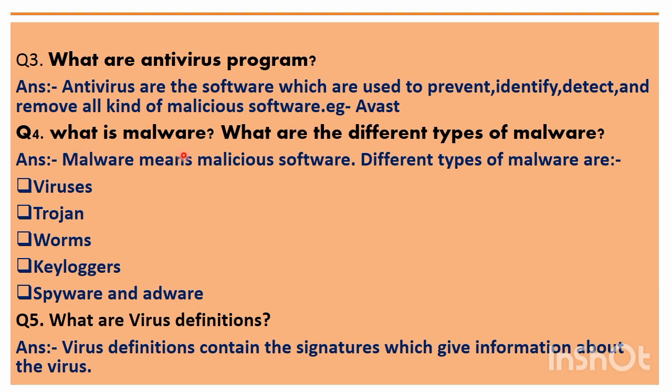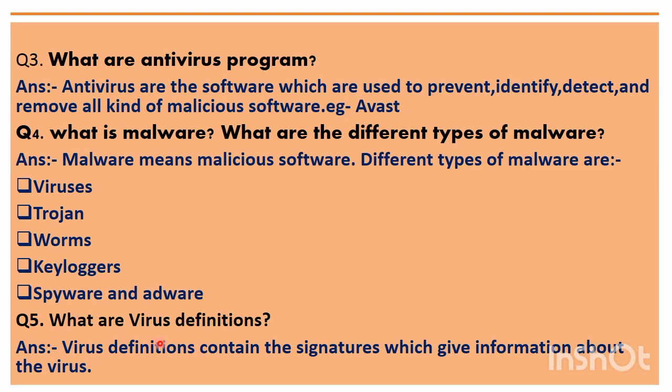What is malware? What are the different types of malware? Malware means malicious software. Different types of malware are viruses, Trojan horse, worms, keyloggers, spyware and adware. Adware is advertisement software, the software which is designed for advertisement purposes. Spyware, you know about all these viruses and malware.